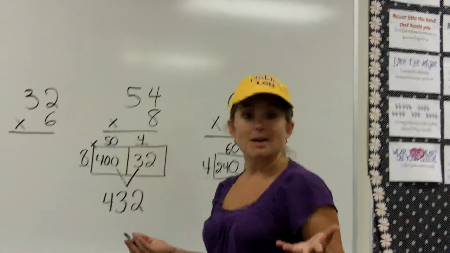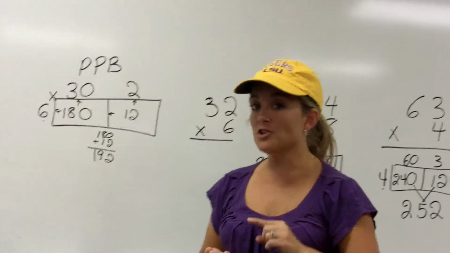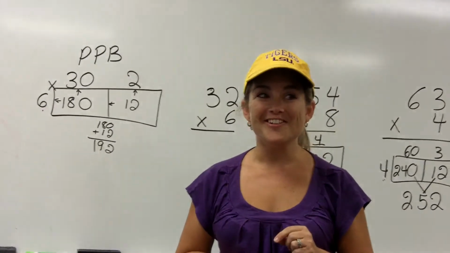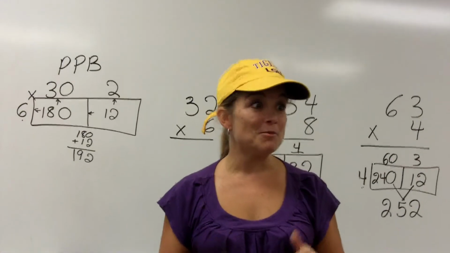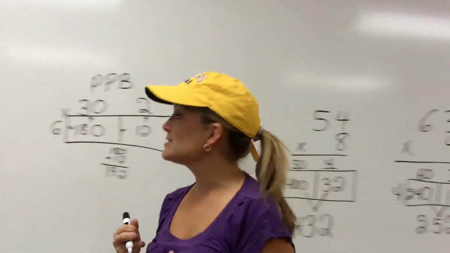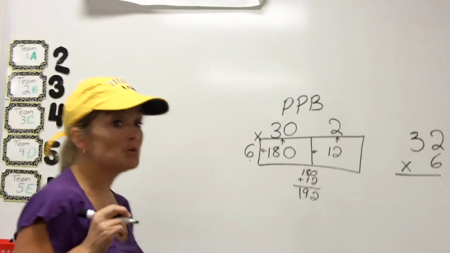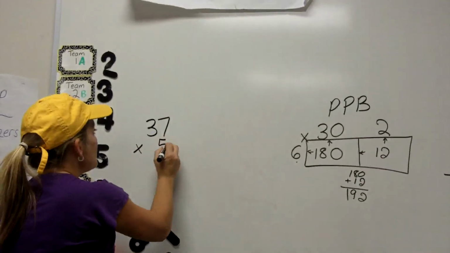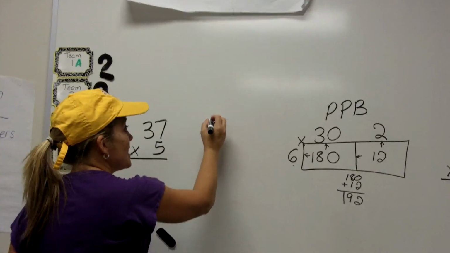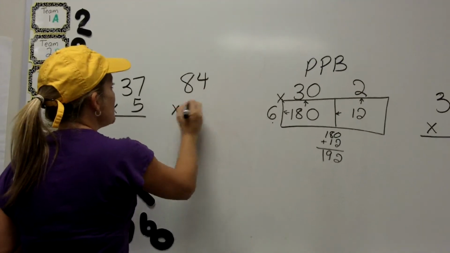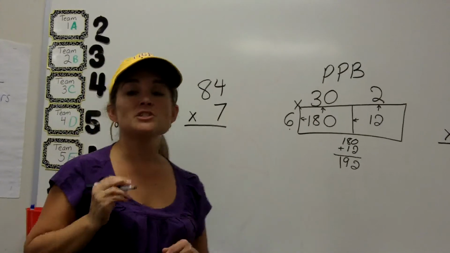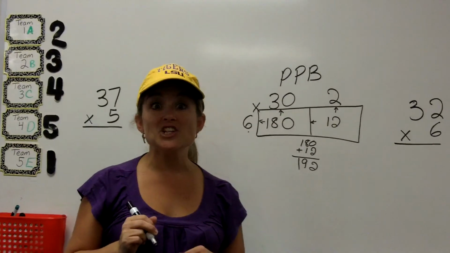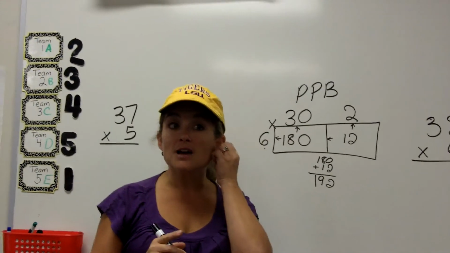Easy enough? I'm going to give you 2 to do in your notebook if you're watching this on the video, and then when you come to the teacher table, we'll see how you did and we'll do more practice. Your examples that you're going to do in your notebook is 37 times 5 and 84 times 7.